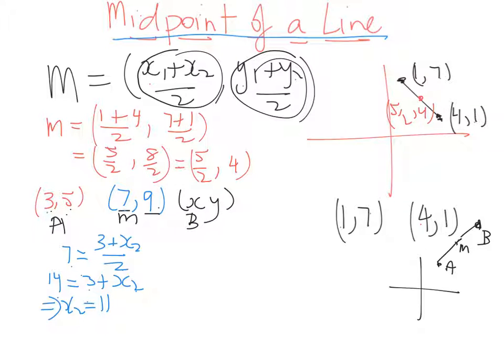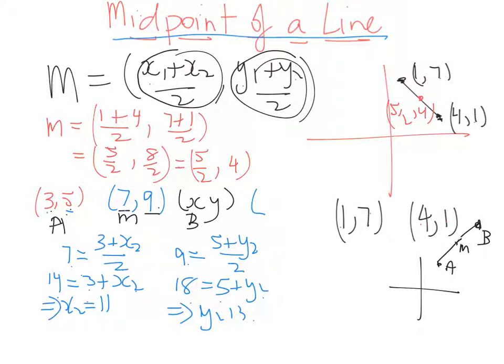Okay, same goes with the other one. We'll have 9 equals the y coordinates, so we've got 5 plus y2 over 2. 2 times 9 is 18, equals 5 plus y2. So 5 plus some number's got to be 18. That number has got to be 13. So coordinates for B are 11 and 13. So that's what we can do.